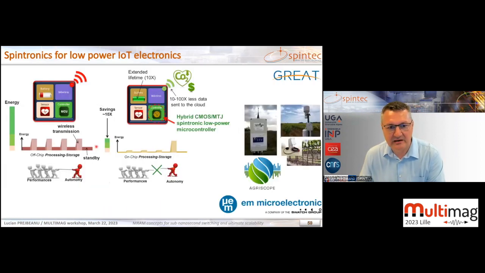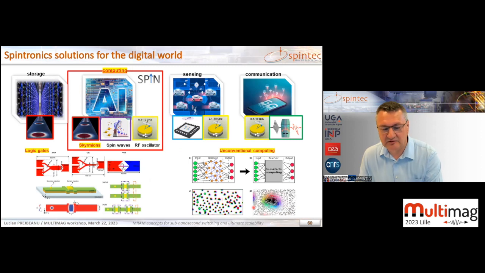And we have been able, for example, to propose a system on chip which is integrating a sensing part, a wireless part with this wake-up receiver, and also a hybrid CMOS MTJ spintronic low-power microcontroller, which can have some applications in Internet of Things. And here are some examples which are under study right now in agriculture, for example, or for smart watches together with EM Microelectronic, which is the microelectronic part of Swatch.